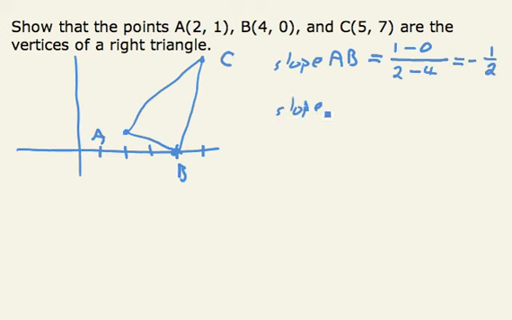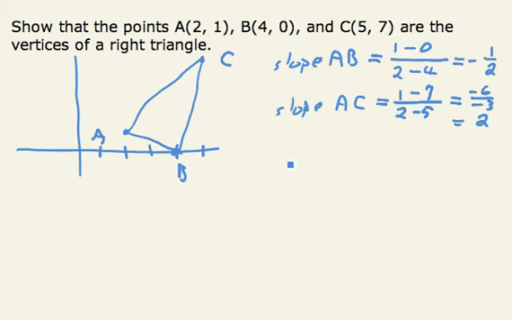If we look at the slope from A to C, again, to take change in y divided by change in x, I can take 1 minus 7 divided by 2 minus 5. And I get 1 minus 7 is negative 6 divided by negative 3. So that slope is 2.